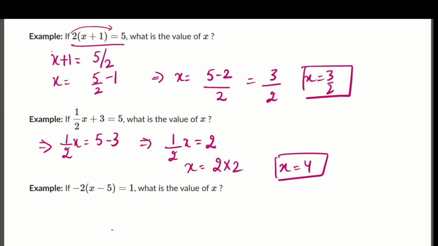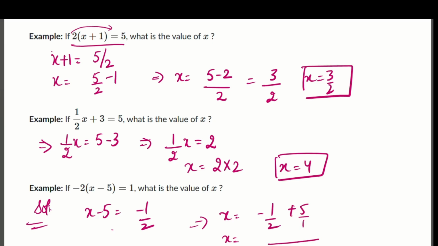So minus 2x minus 5 is equal to 1. We are going to solve here. x minus 5 minus 1 by 2 is equal to x minus 1 by 2 plus 5. So here x is equal to 2 minus 1. We do the LCM here, that would be 9 by 2. So x is equal to 9 by 2, that would be the answer.